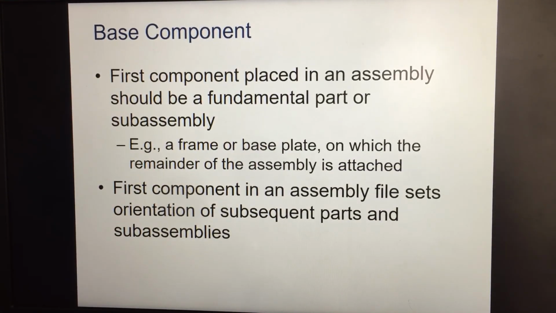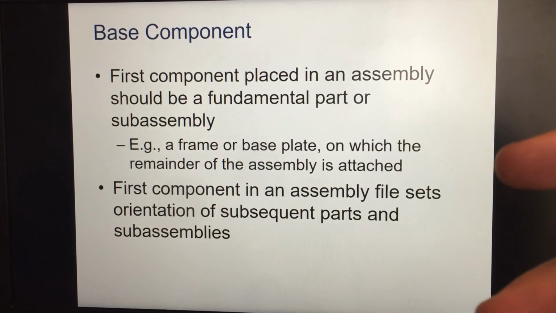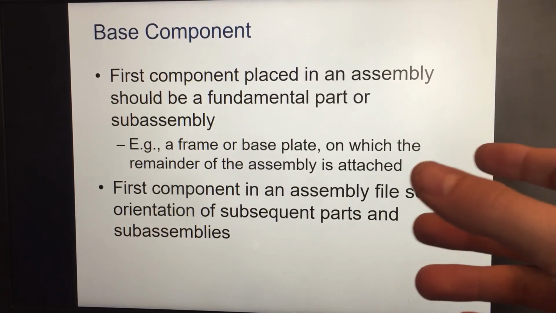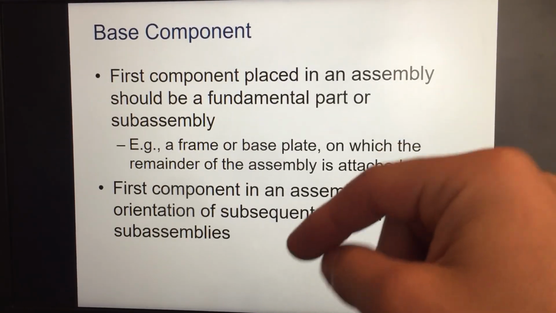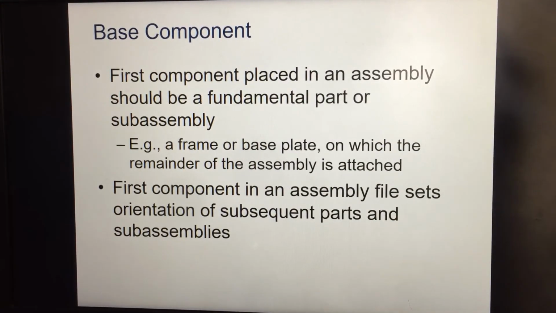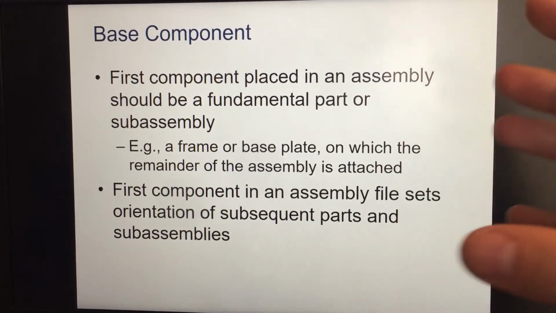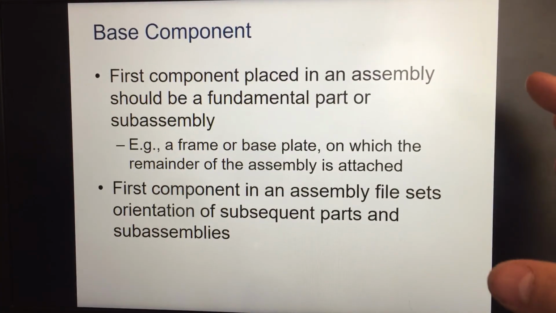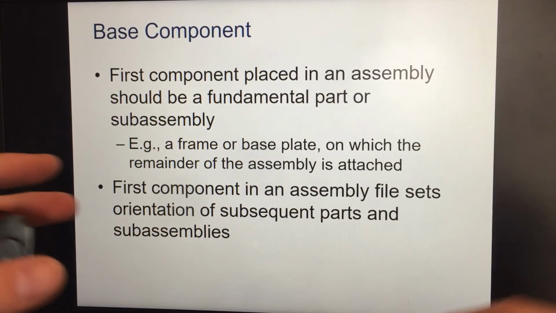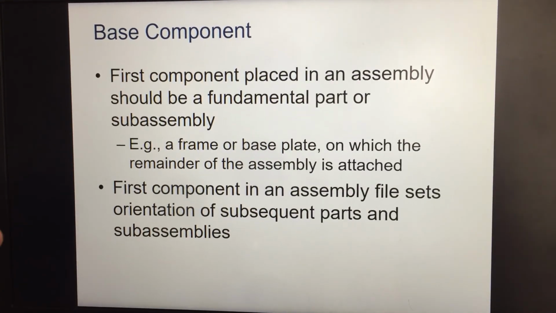So your base component, the first component placed in the assembly, should be the fundamental part of the subassembly. What this means is a frame, a base plate. In this example of 4.5, you guys are going to be working on the Cams in Motion project, so the box would be the fundamental part of the subassembly, and then everything else sets into that. So you would ground the box so it doesn't move around.